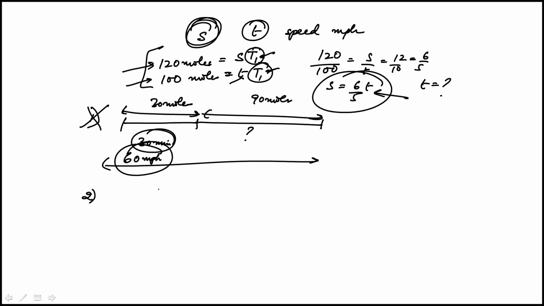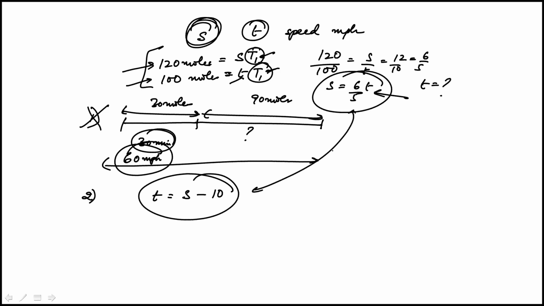2 says the average speed of the truck was 10 miles less than that of the sports car. So now this averages for that entire duration. You'll see we have 2 equations, 2 unknowns, and we'll be able to figure out T. So 2 alone is sufficient. And the answer is B.